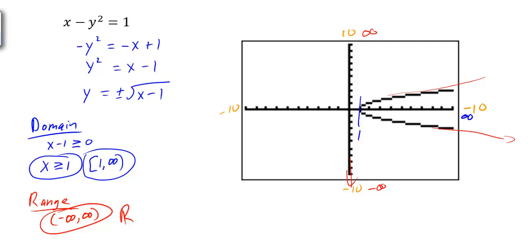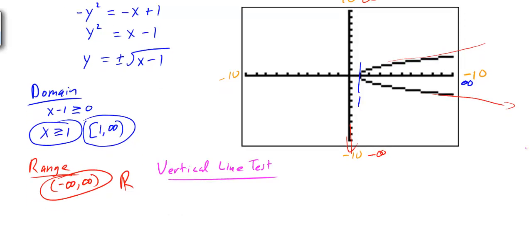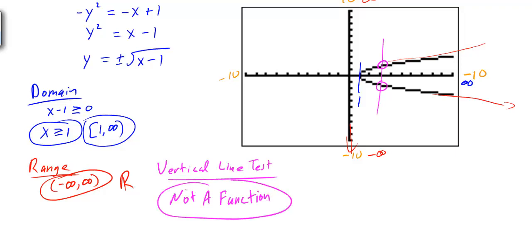And then again, if we look at our vertical line test, we want to determine, do we have a function? Well, if we use the vertical line test, if I draw a vertical line right here, what happens? It crosses the graph twice, so therefore this is not a function.